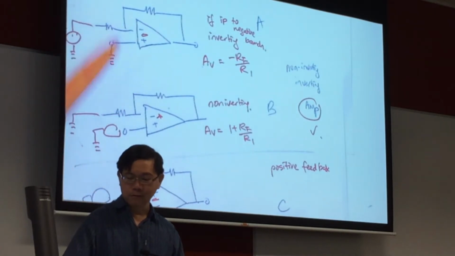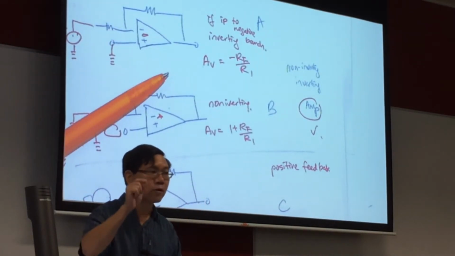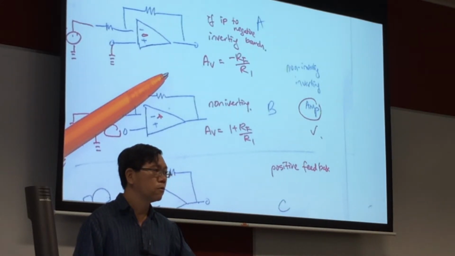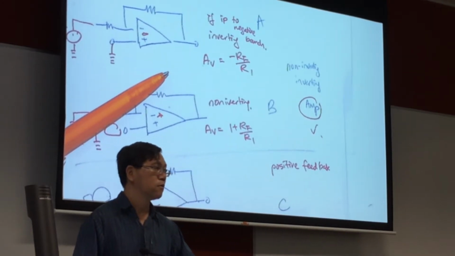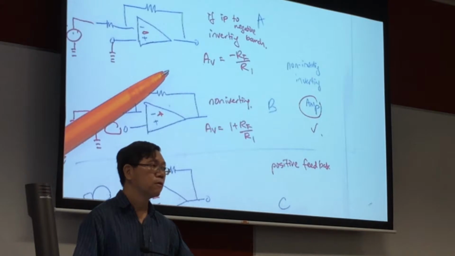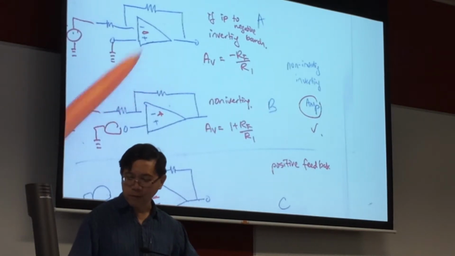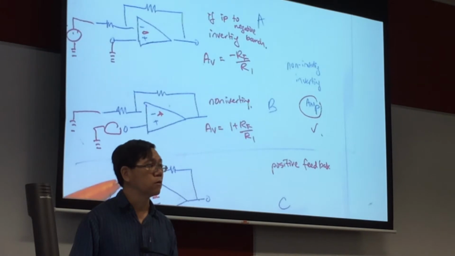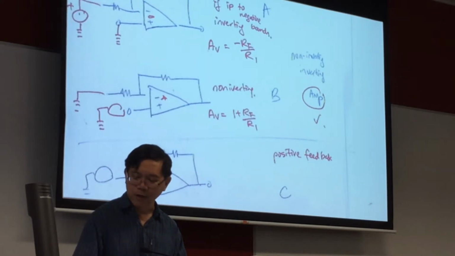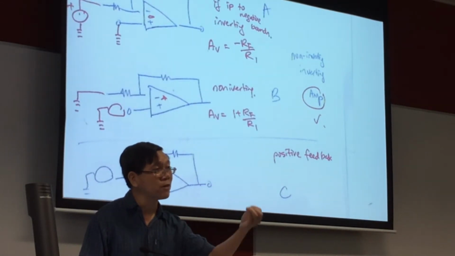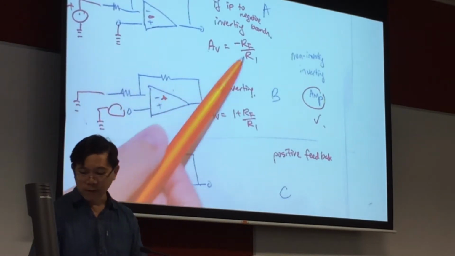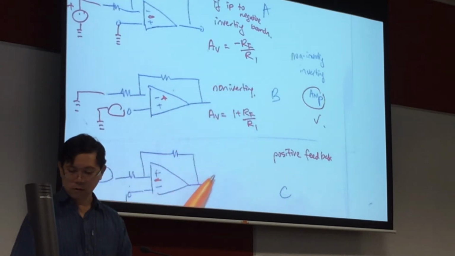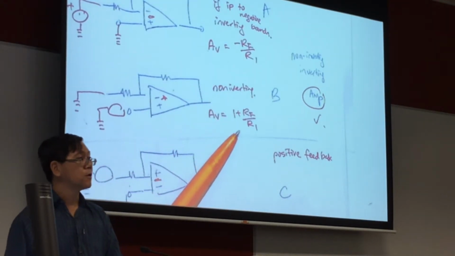Now, do you want to draw this or not? Make sure you know how to draw. Output connected to your negative terminal is an amplifier. Is that clear? Output connected to your positive terminal is your Schmitt trigger. After that, you ask yourself where to connect your input. If my input is to the inverting terminal, it is the inverting amplifier. Your gain will be negative RF over R1, and so on and so forth. Is that clear now?